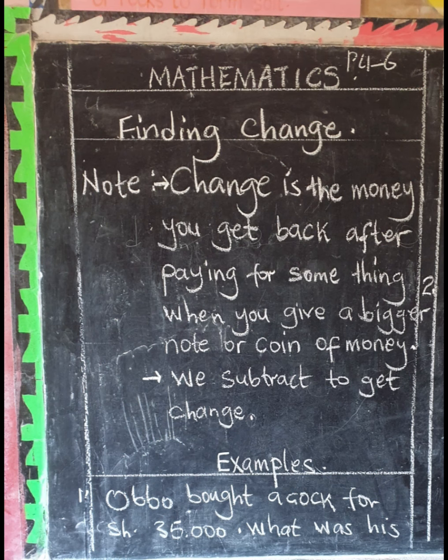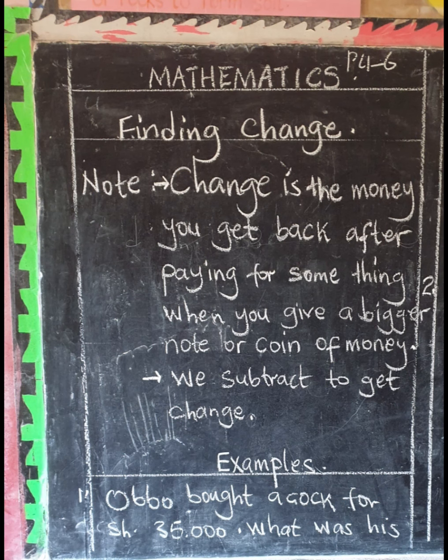And when we are finding change, we subtract. How do we do it? You get the money you've used, then you take it away from the money you had or the money you went with. That's how we get change.